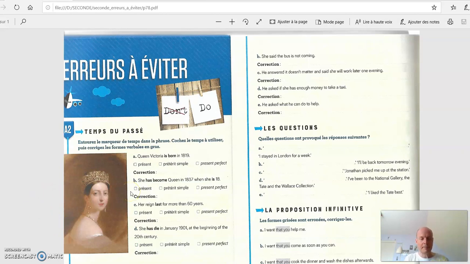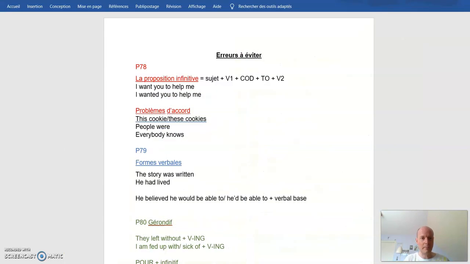We've got the first mistakes that come up frequently on page 78. The infinitive proposition. Now have a look on the screen there. Can you see there are two examples of the infinitive proposition here? Now you answered the questions on page 78.